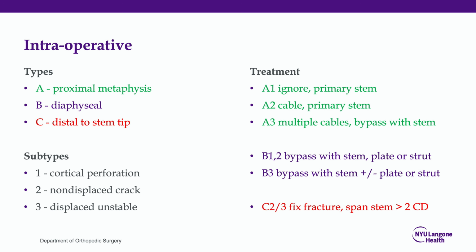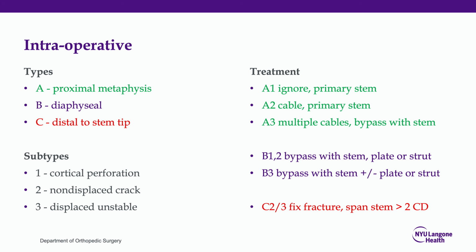Your A3s are displaced or unstable proximal fractures, and these are going to require multiple cables to stabilize the fracture itself, and then you want a stem that's going to adequately bypass the fracture. You need to make sure you're getting axial and rotational stability distal to the fracture, and that may be achieved with the primary stem, but oftentimes this might require a bulkier or longer primary stem, and a revision style stem is going to be necessary in some cases.